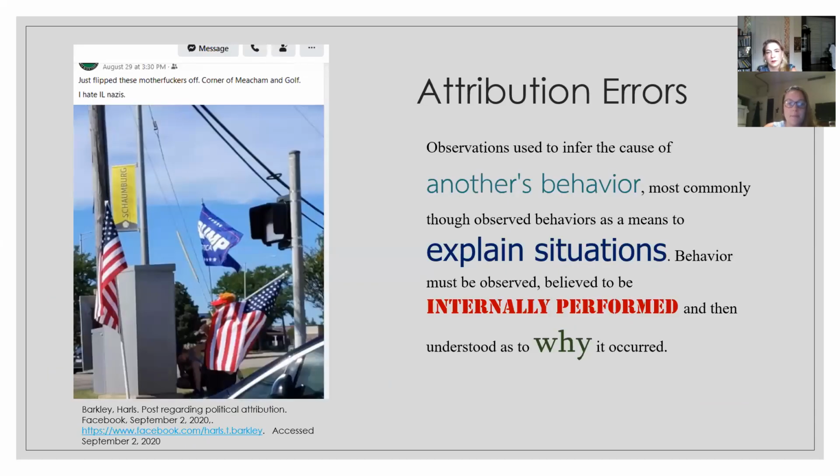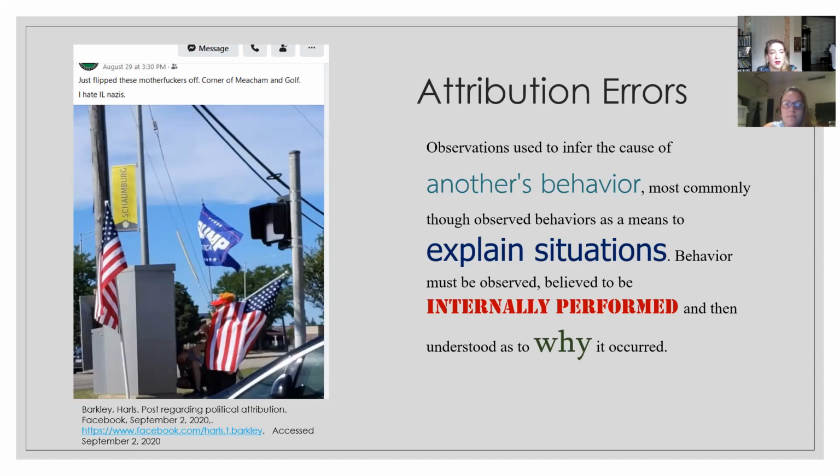The third concept that we're looking at is attribution errors. And these are observations used to infer the cause of another's behavior. They're most commonly seen through observed behaviors as a means to explain situations. The behavior must first be observed, believed to be initially internally performed, and then understood as to why it had occurred.